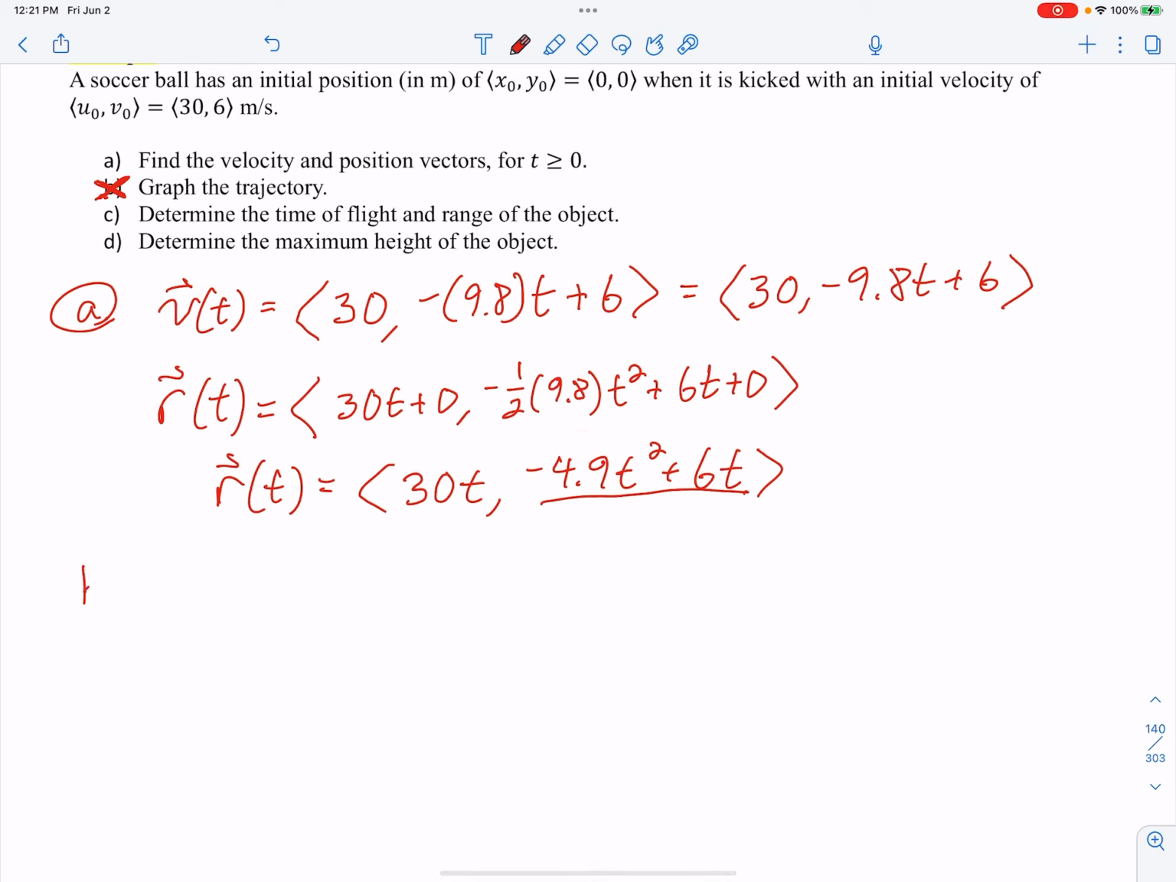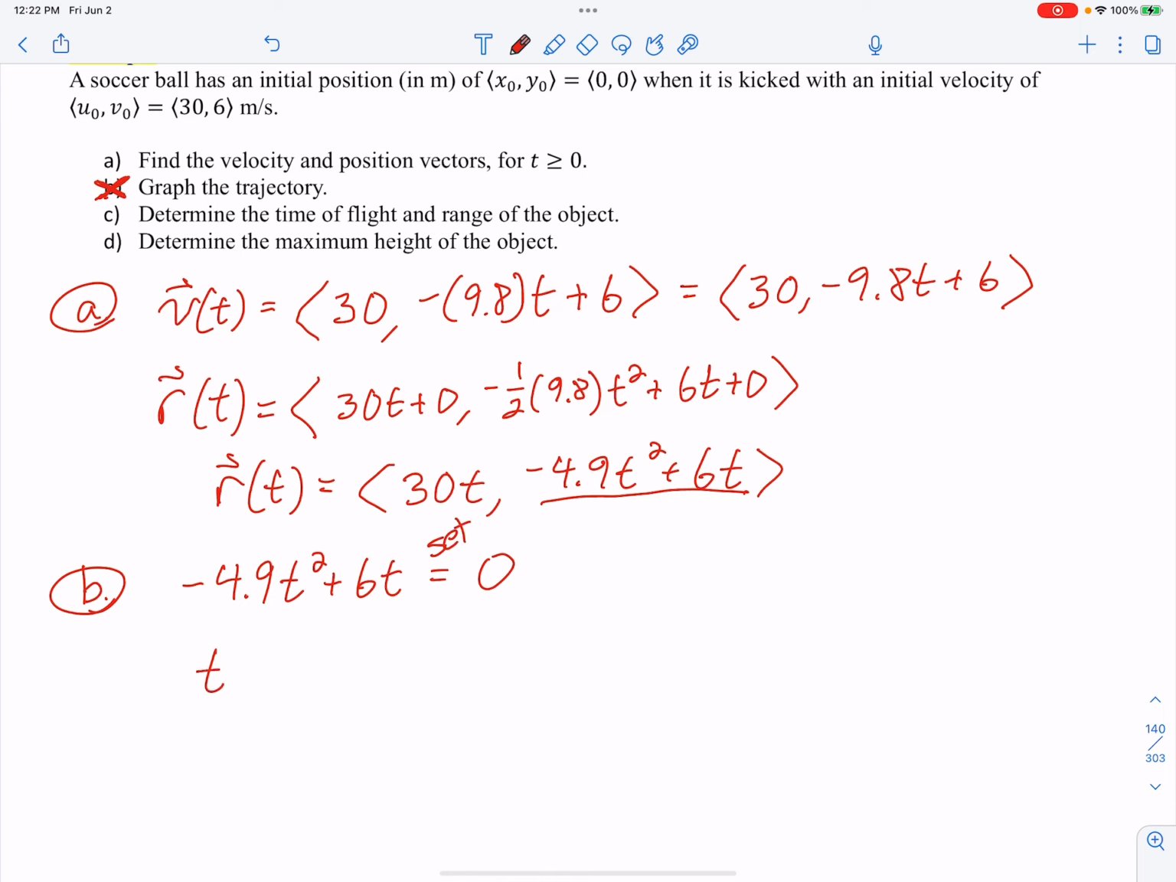All right, C. Determine the time of flight and range of the object. Okay, so I just need to figure out how long it goes until it hits the ground. So I'm going to take that function that represents my vertical height, negative 4.9 t squared plus 6t, and I want to know when it is going to be 0, because I want to find when it takes off the ground and when it hits the ground again.